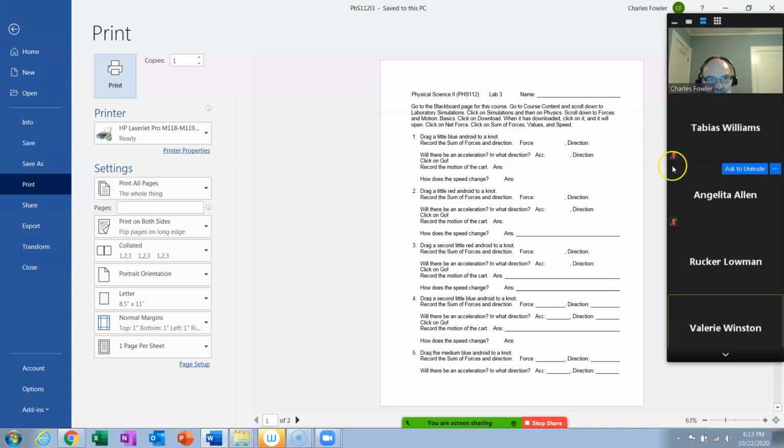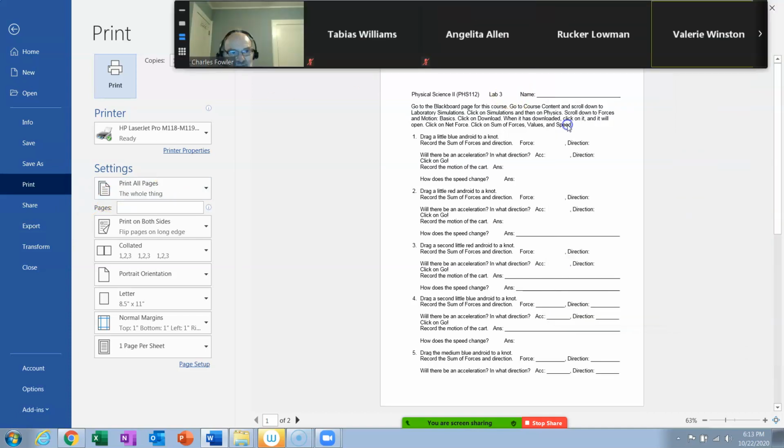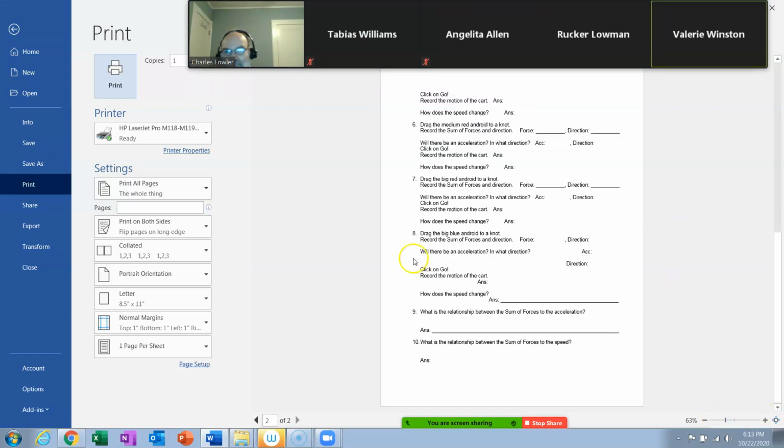I'm going to have to move y'all out of the way so I can read this. Okay, I think that's going to be a two-sided lab. Is that what you got? Yeah. So let's print it. I hope I'm in the right one. Yes, I am.